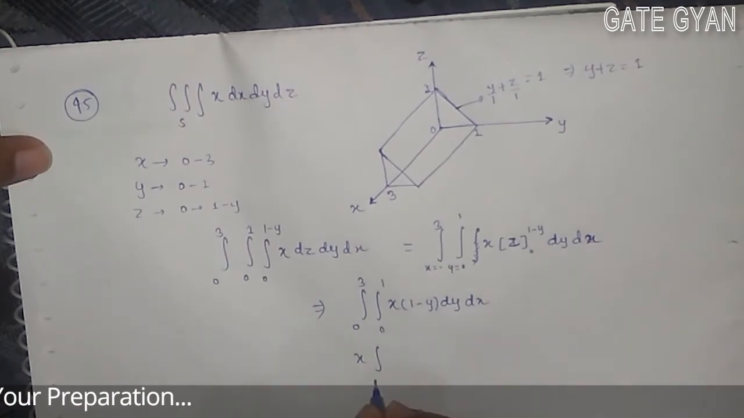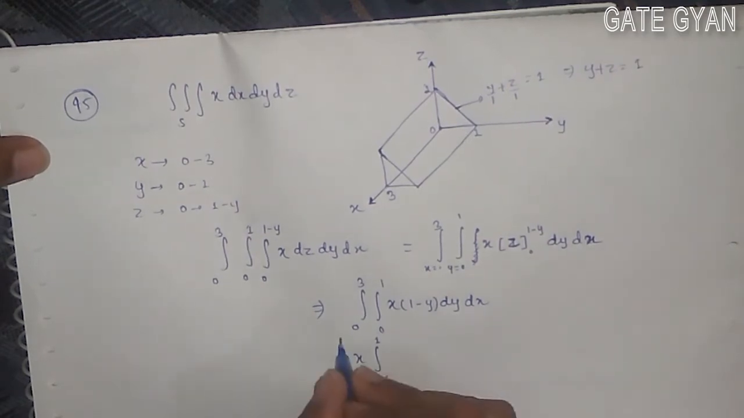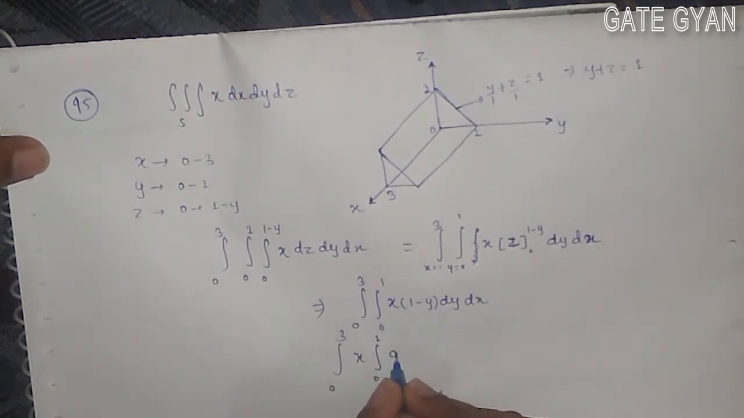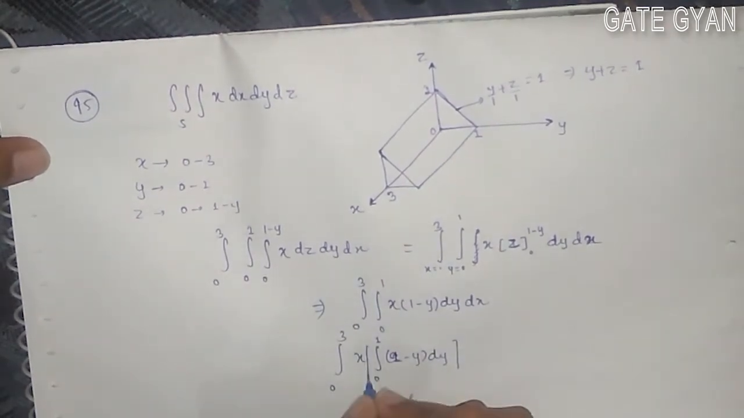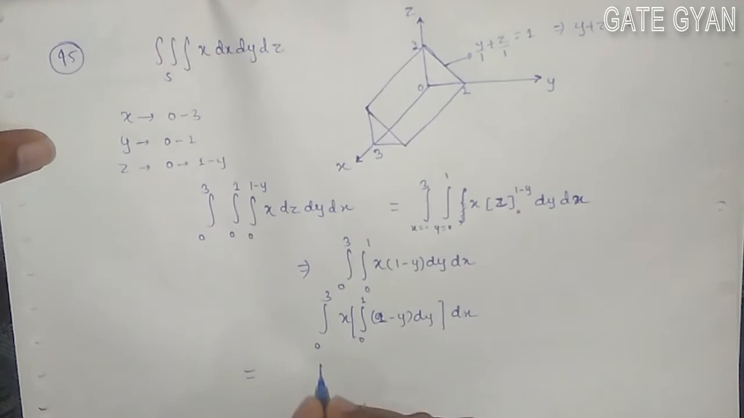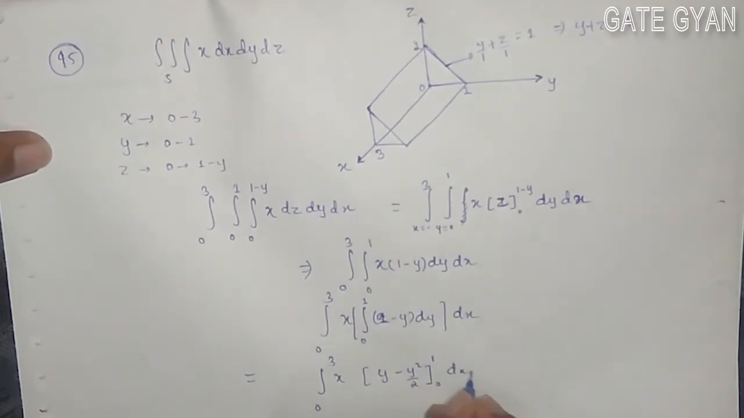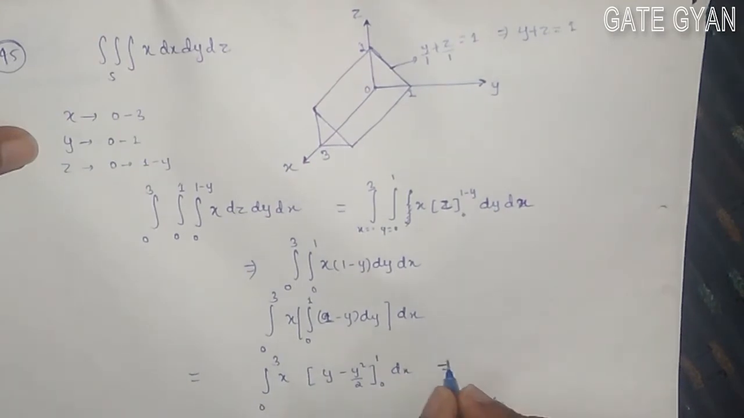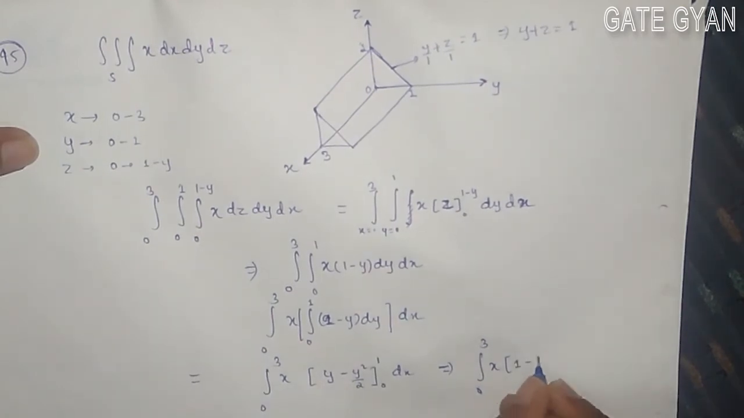Now x I am writing here, y 0 to 1, and then we will integrate y. This is 0 to 3, 1 minus y dy dx. We'll simplify it. So how it is going to be like 0 to 3 x times y minus y square by 2 over a limit of 0 to 1. So this is going to be 0 to 3 x, this is going to be 1 minus 1 by 2 dx.